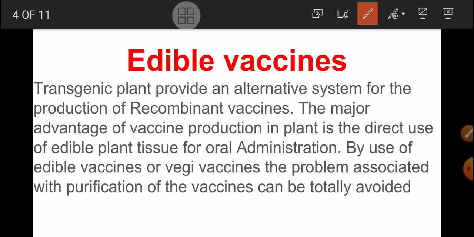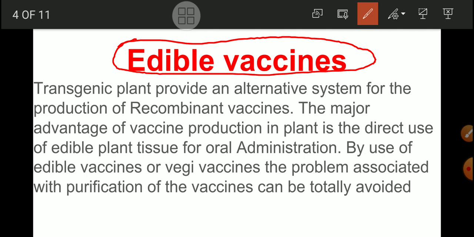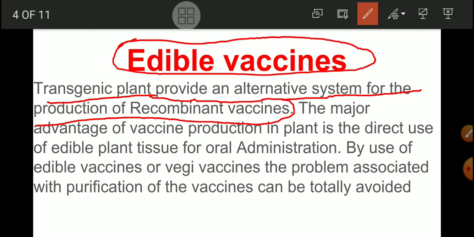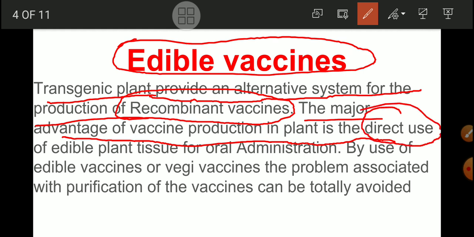But suppose we succeed in developing edible vaccines, then we have to take the help of a transgenic plant. So a transgenic plant provides an alternative system for the production of recombinant vaccines. So vaccines can be produced with the help of transgenic plants. The major advantage of vaccine production in the plant is the direct use of edible plant tissue for oral administration.